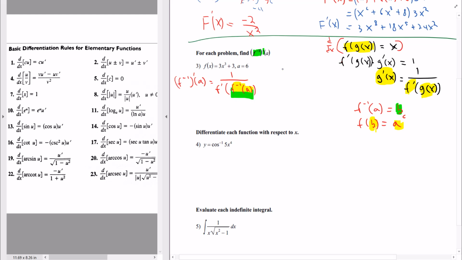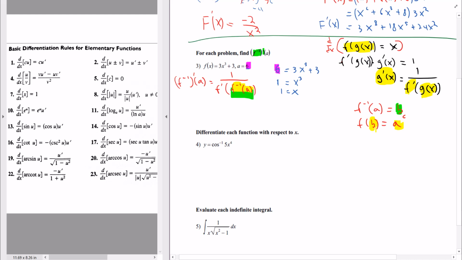So what we're going to do is set 6, because a is our output now, so 6 in this case equals 3x cubed plus 3. So we took the given number and replaced it in for f of x, because that's the output we're trying to get, and we're trying to figure out what x value will give us this output. Now we solve this equation: subtract 3 and divide by 3. We get 1 equals x cubed. And so we ask ourselves, what numbers cubed give us 1? Well, x equals 1, which is basically our b.